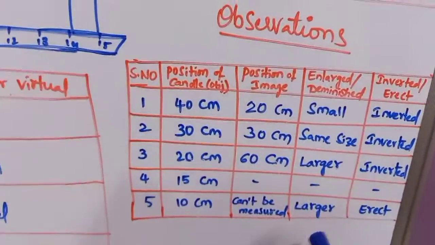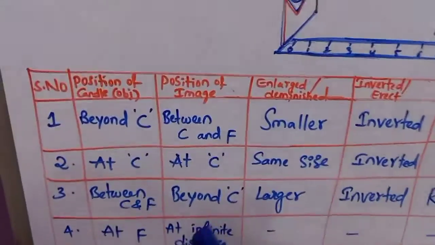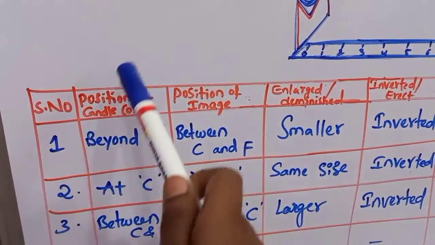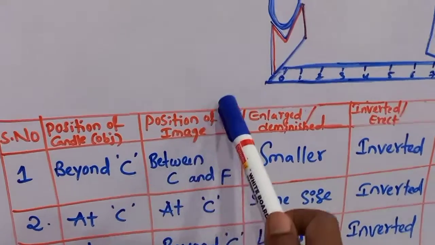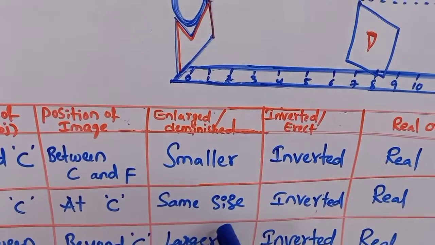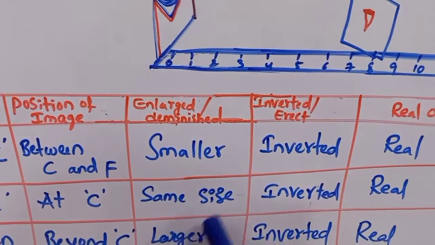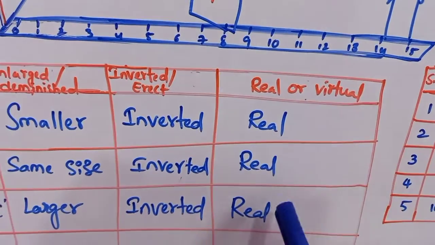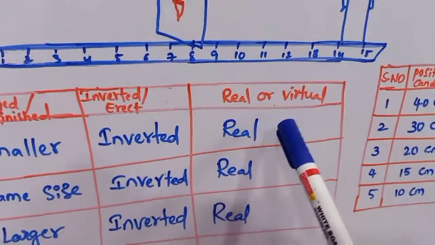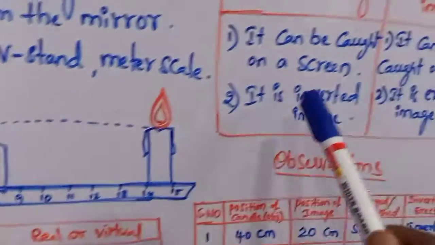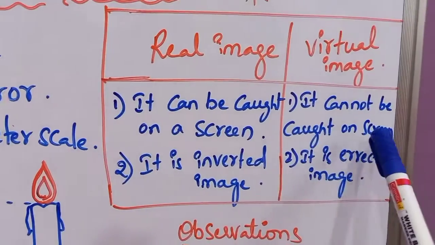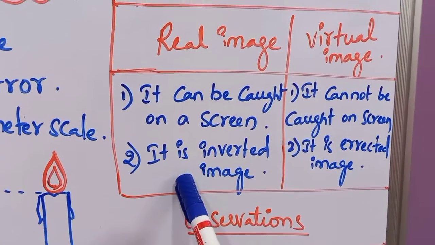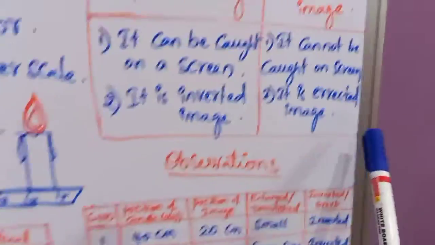Now, based on all these observations, we can write the characteristics of the image as shown in this table. Serial number, position of the candle or object, position of the image, enlarged or diminished image, and whether it is an inverted or erect image, and whether it is a real image or a virtual image, we have to note down here. You already know the difference between real and virtual image. A real image can be caught on your screen, whereas a virtual image cannot be caught on your screen. It can be seen only in the mirror. And real images are always inverted images, virtual images are erect images.